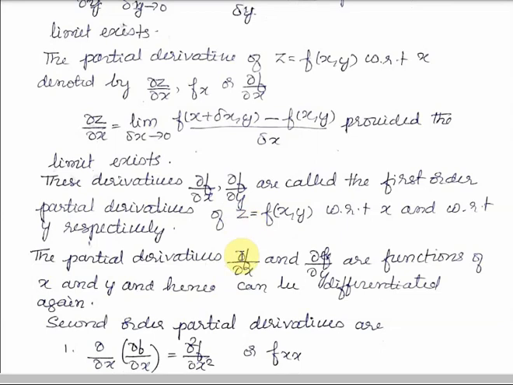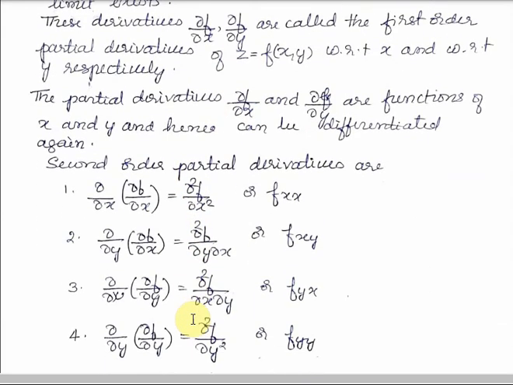Now, if I take the partial derivatives dou f by dou x and dou f by dou y and differentiate them again, then I get the second order partial derivatives. So I can take dou f by dou x and differentiate it with respect to x again or with respect to y. If I differentiate with respect to x, then I am differentiating twice with respect to x, so the partial derivative I get is dou square f by dou x square, or simply I can write it as f x x. If I take dou f by dou x and differentiate with respect to y, then it becomes dou square f by dou y dou x.